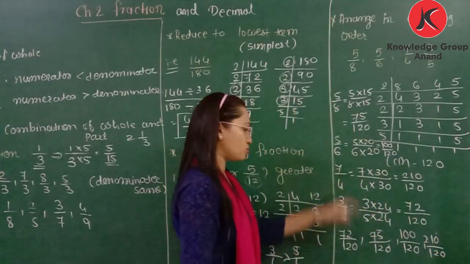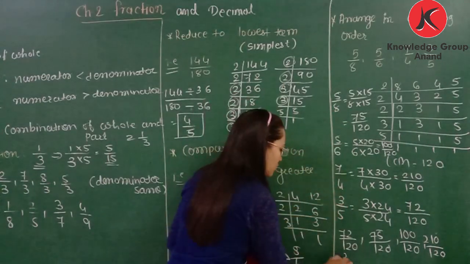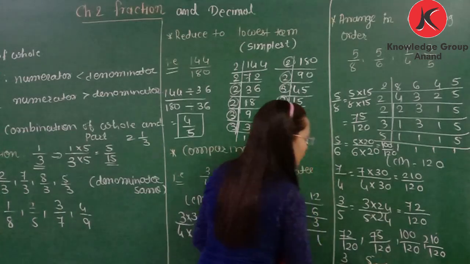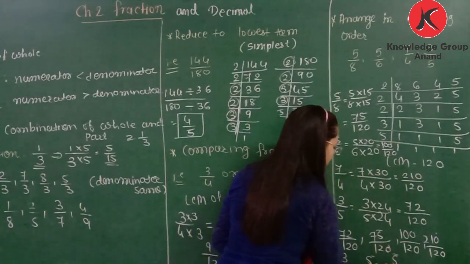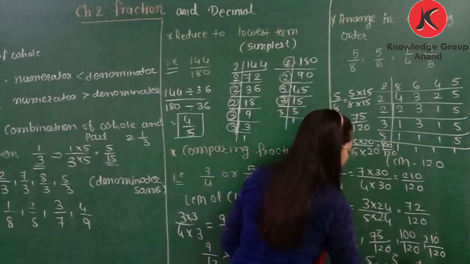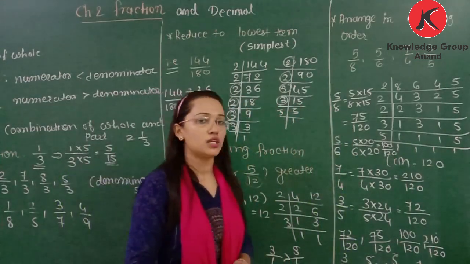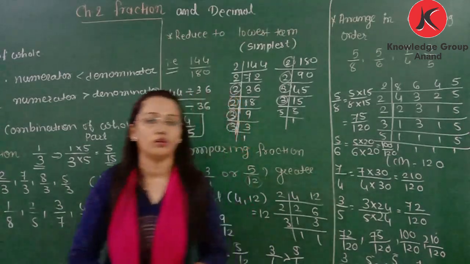Now convert these into the original fractions in simplest form. That is 3 by 5, 5 by 8, then 5 by 6, and last 7 by 4. So this way you can compare fractions and arrange them in ascending and descending order.